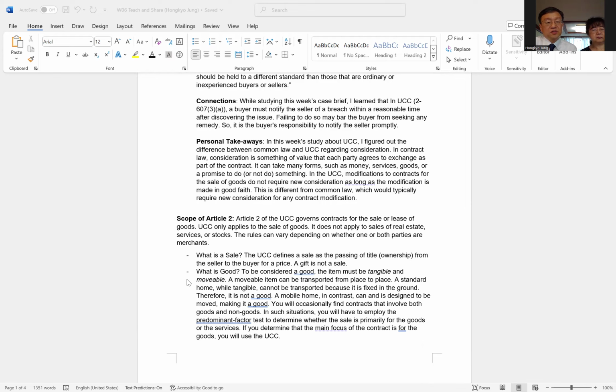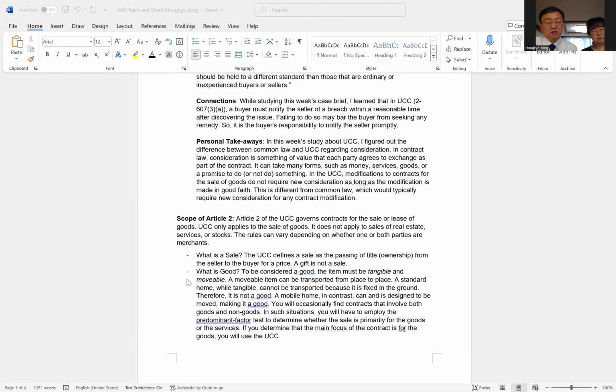What is a sale? The UCC defines a sale as the passing of title from the seller to the buyer for a price. A gift is not a sale. What is a good? To be considered a good, the item must be tangible and movable. A movable item can be transported from place to place. A standard home, while tangible, cannot be transported because it is fixed in the ground. Therefore, it is not a good. A mobile home, in contrast, can be and is designed to be moved, making it a good.